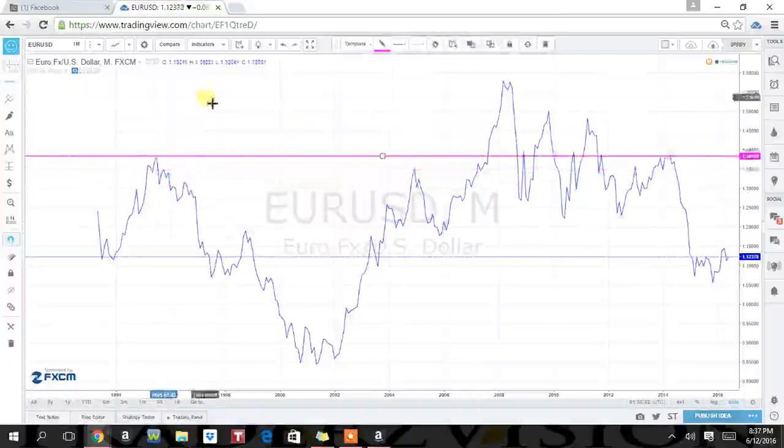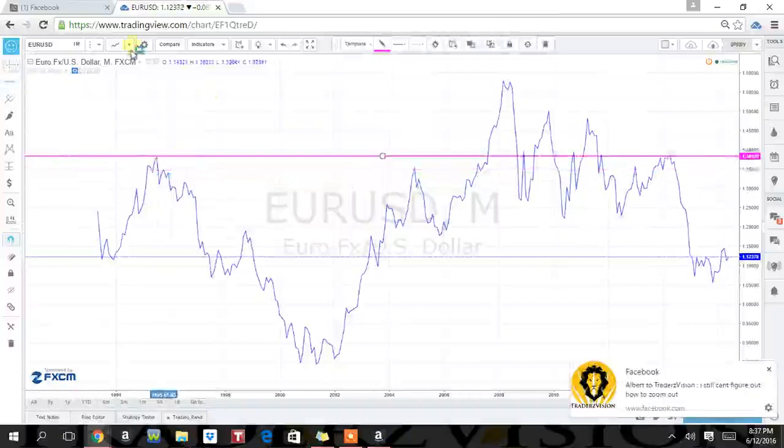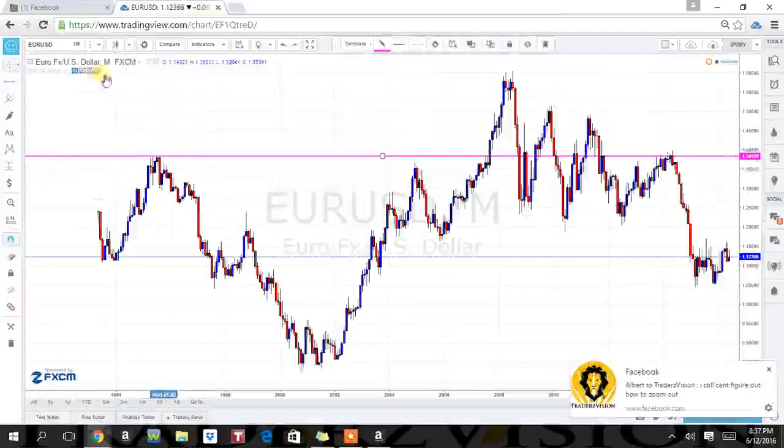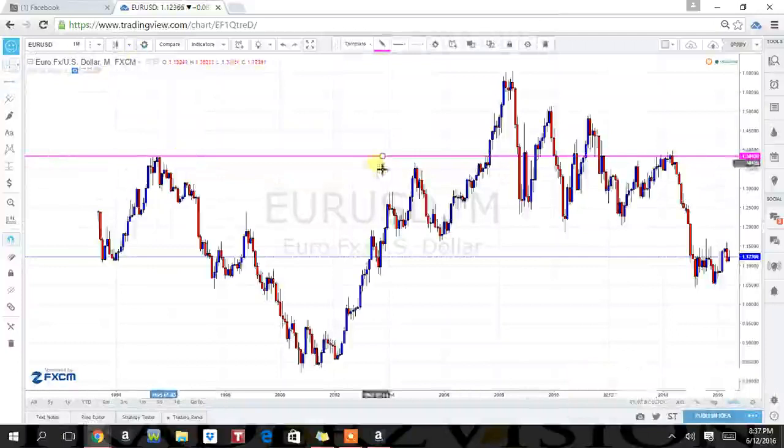And if you're not sure if it's a good support resistance, then just switch it back to candlesticks, and as you can see it's a really good zone. See, you can see it failed here. You can see some wicks to it right here.